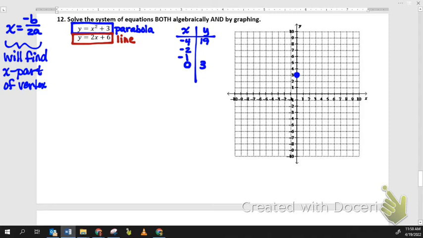If I take negative 2 and put it in, what's negative 2 squared? 4 plus 3? 7. That one's going to fit on my graph. Negative 2, 7. I'm going to put negative 1 in. What is negative 1 squared? 1 plus 3? 4. So negative 1, 4. I'm starting to see this shape.